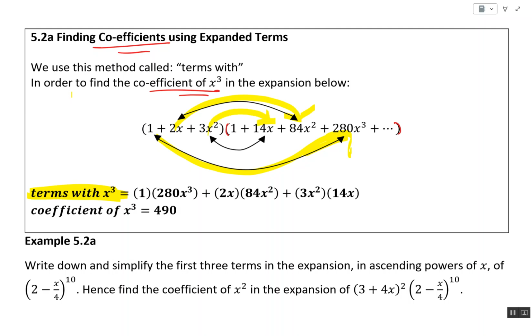So after you are able to compare what to multiply against, in the statement below you write terms with x cubed equals 1 times 280x cubed plus 2x times 84x squared plus 3x squared times 14x. And then you just key in the calculator, and to simplify, you will get 490x cubed. Then after you have determined the terms with x cubed, just write the next statement: coefficient of x cubed equals 490. That's all there is to it.